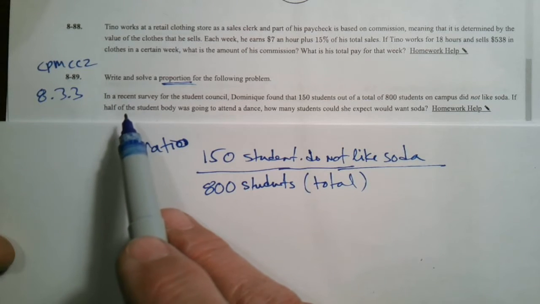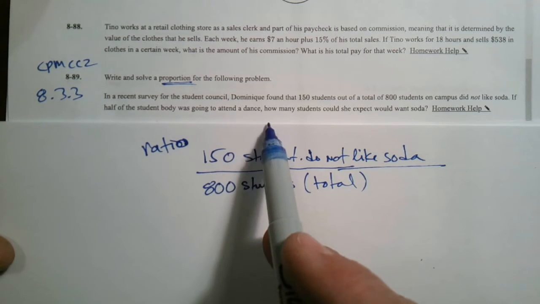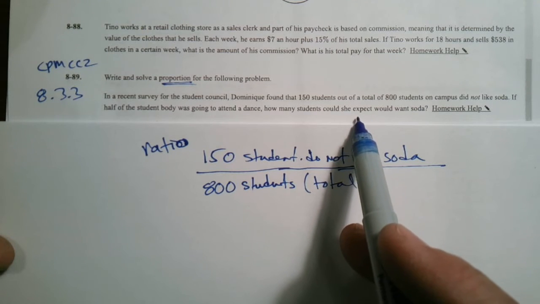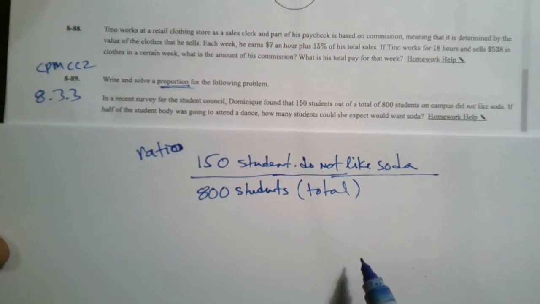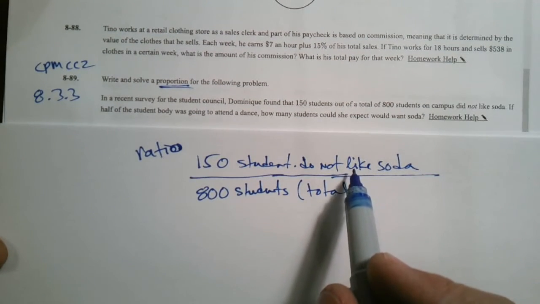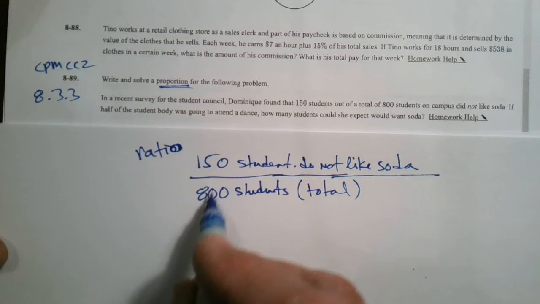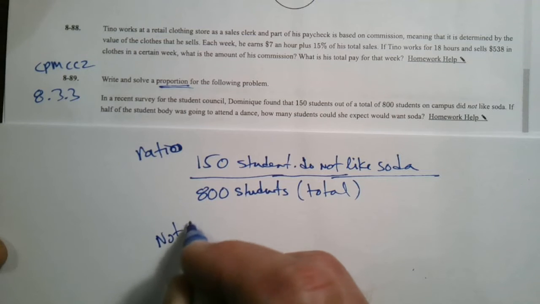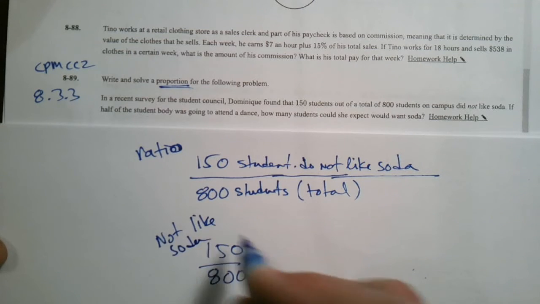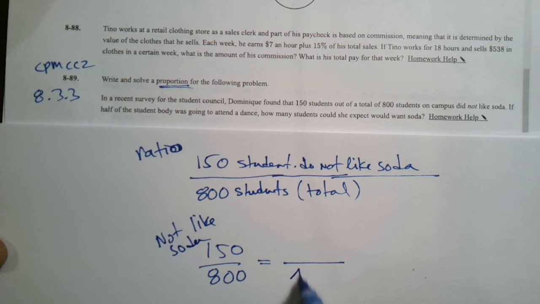Then it says if half the student body was going to attend the dance, how many students should she expect would want soda? So this is do not like soda, right? I could say 150 out of 800 do not like soda. But not all of them are going to the dance, only half of them. So if I have 150 out of 800 who do not like soda, how many would not like soda if only 400 are going to be at the dance? What would we do?